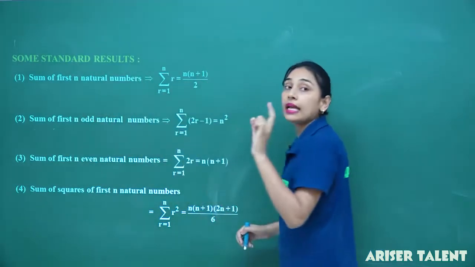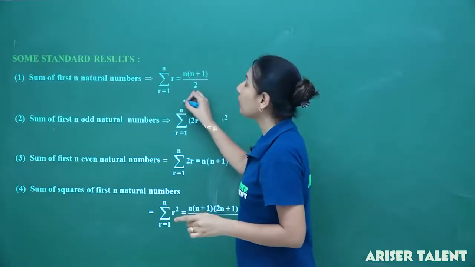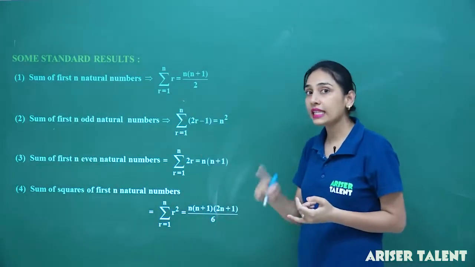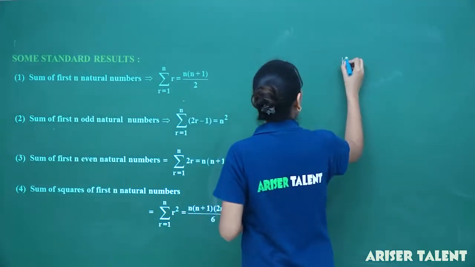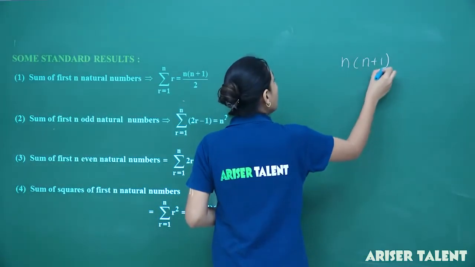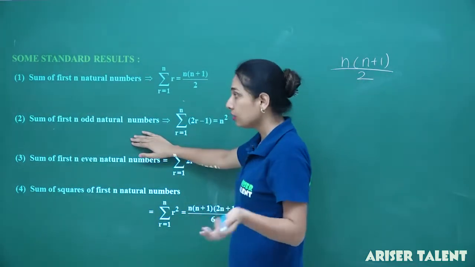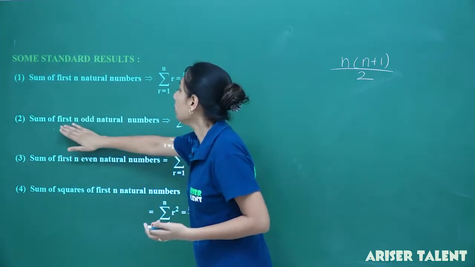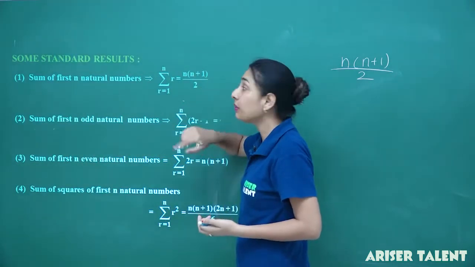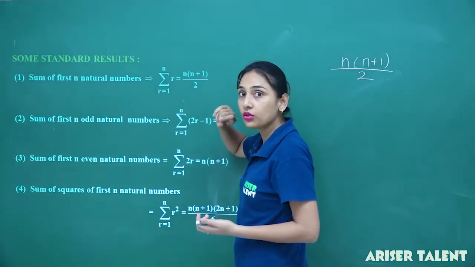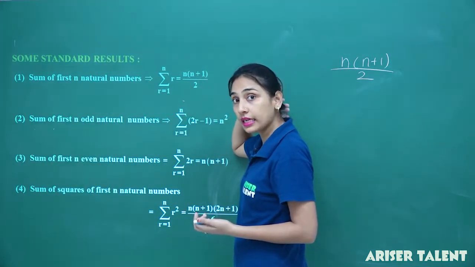The sum of the first n natural numbers is n(n plus 1) by 2. You have to remember it. Speak it with me: the sum of the first n natural numbers. These are only natural numbers, not including 0, like 1, 2, 3, 4, 5, 6, 7, 8, 9, 10.